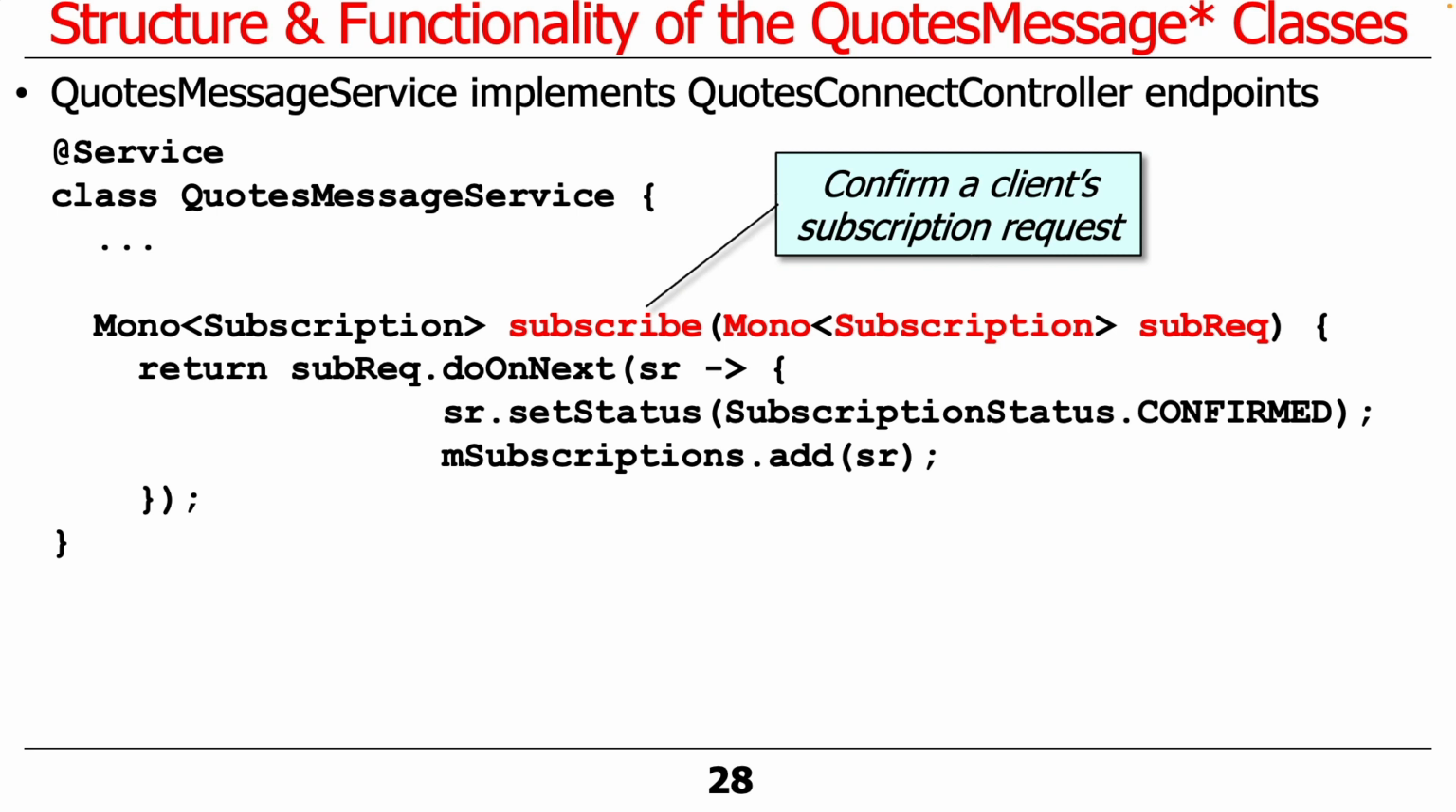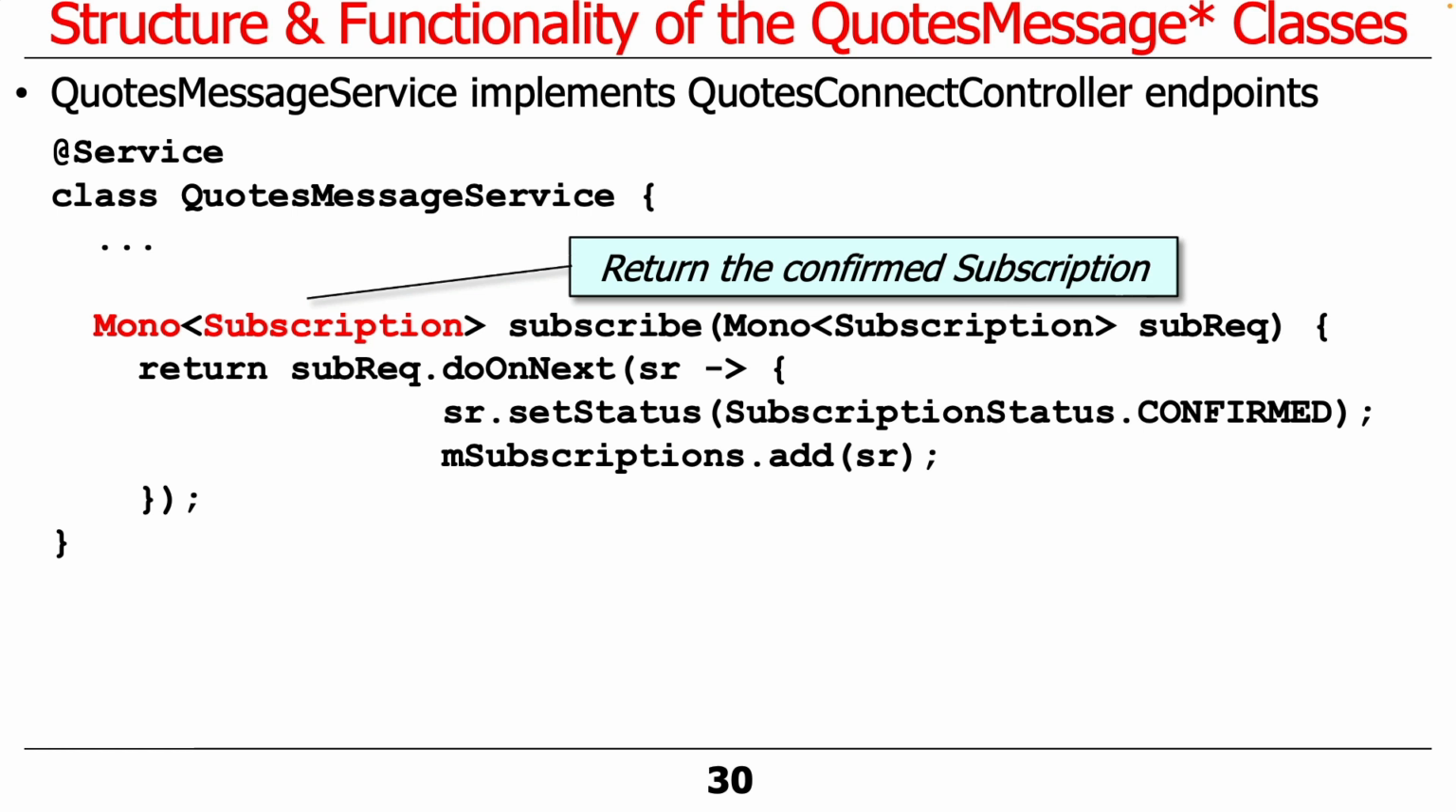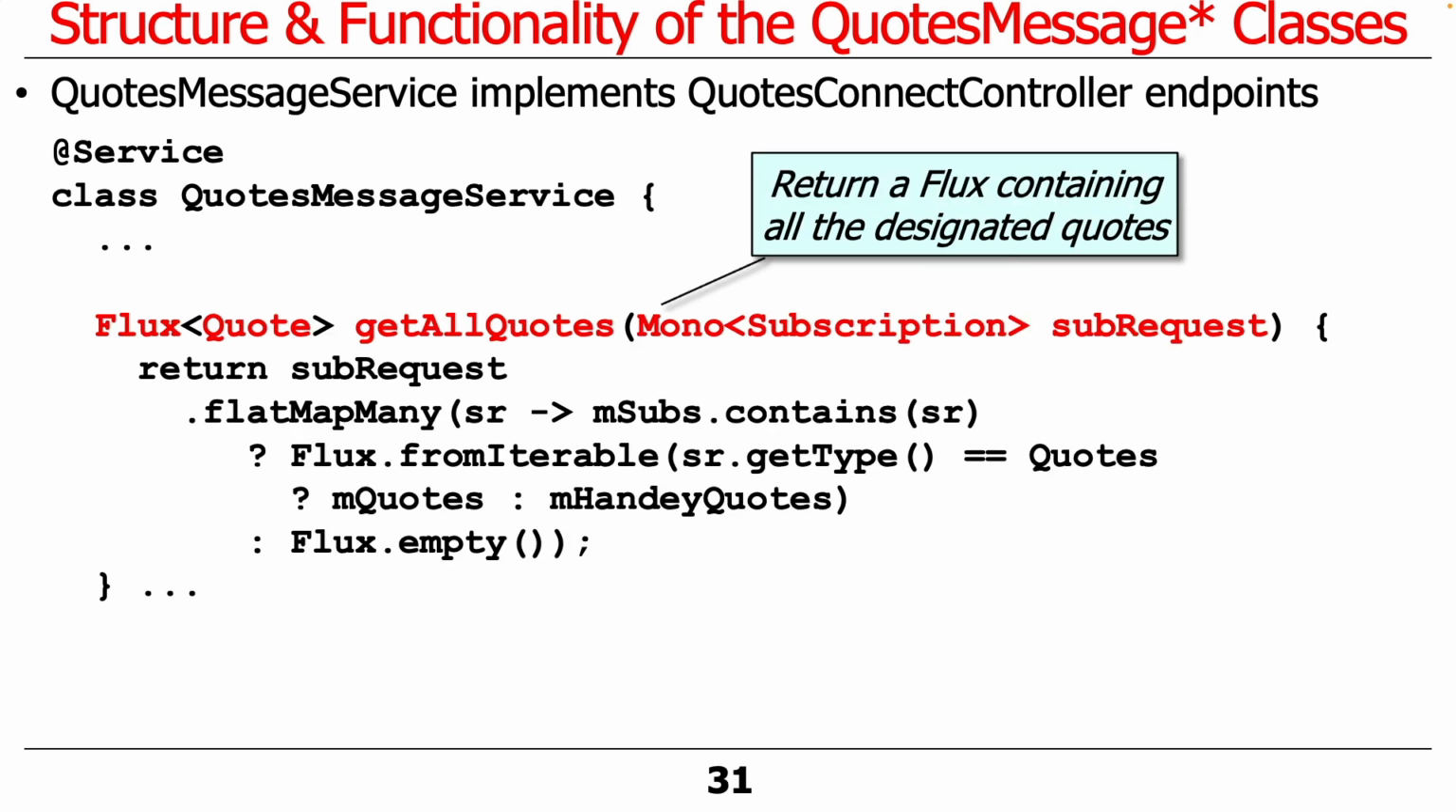Here's what the subscribe method does. It basically takes a subscription request that was sent over by the client, and it goes ahead and confirms it by changing the status of the request to confirmed, and then adding that into the set so we know it's been registered. And then we return the confirmed subscription. So that comes back to the client so that it can use that when it wants to receive quotes.